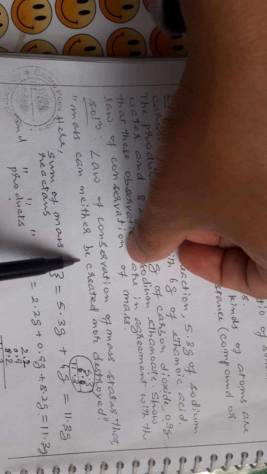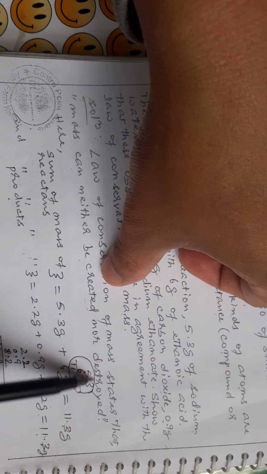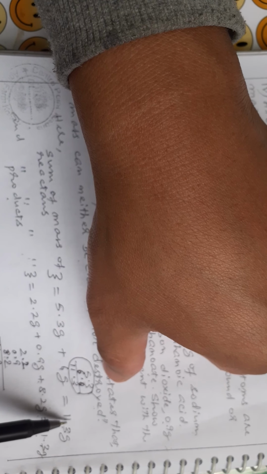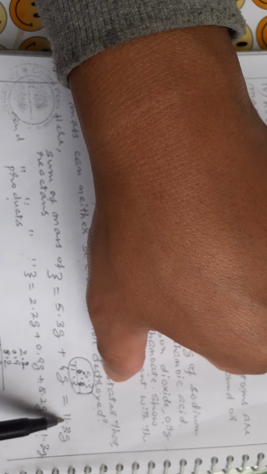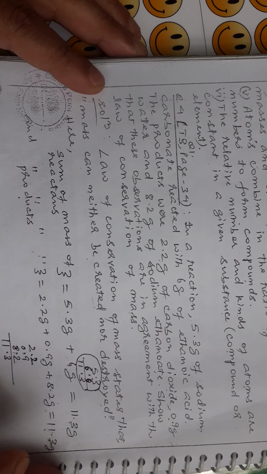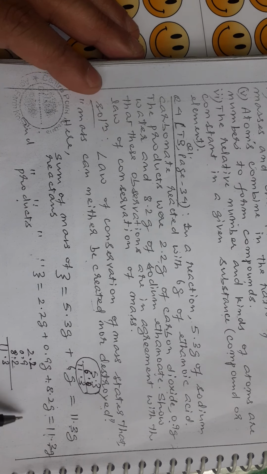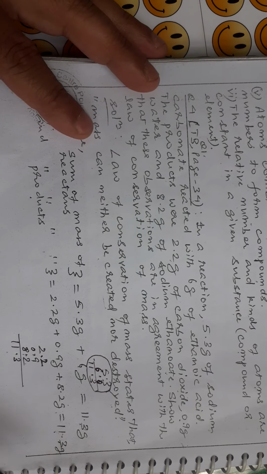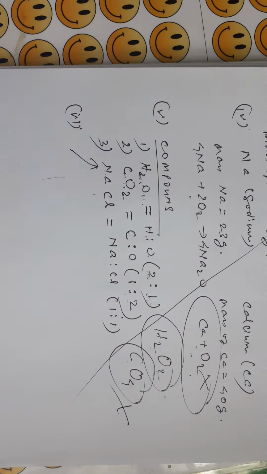So no mass was created, no new mass added, and no mass was destroyed, no mass was lost. It did not become lesser than 11.3, same. So the law is proved. All right, so the law is proved. I hope that makes it clear to you. Okay, now go to the next question.